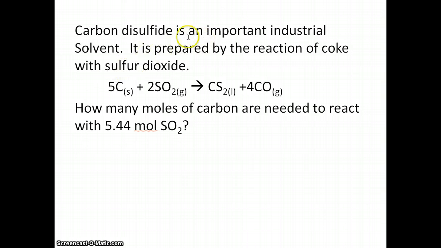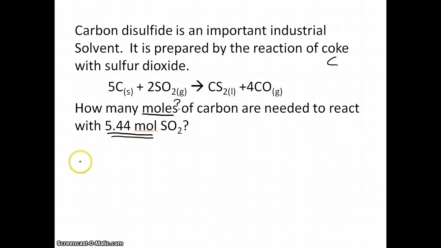Let's go ahead and try a couple problems. Carbon disulfide is an important industrial solvent. It is prepared by the reaction of coke, which is simply carbon, with sulfur dioxide. Here's the equation: 5C plus 2SO2 produces CS2 plus 4CO. The question is, how many moles of carbon are needed to react with 5.44 moles of SO2? It's asking for moles, and our given is the 5.44 moles right here.